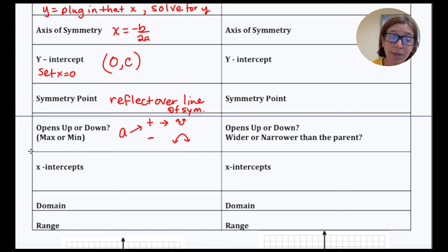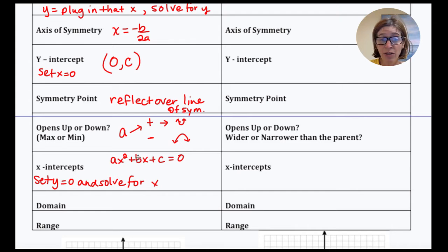Okay, now x-intercepts. This is going to seem more familiar. Remember, to find x-intercepts, we set y equal to 0 and solve for x. So if we set ax squared plus bx plus c equal to 0, we can either solve by factoring or the quadratic formula or graphing right now, okay? And eventually we'll be solving using the completing the square method and the square root method together. All right, domain. Domain we know is all real numbers, so negative infinity to infinity. And for range, we look at the y coordinate of the vertex.